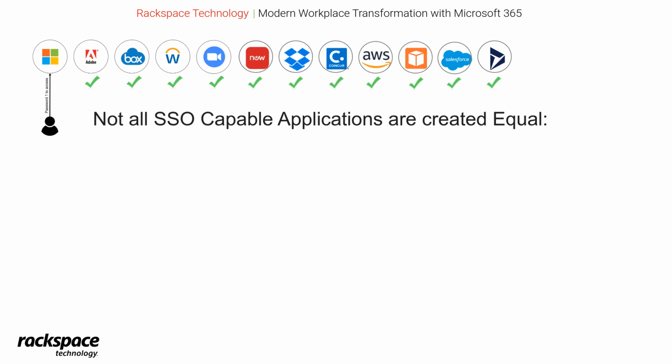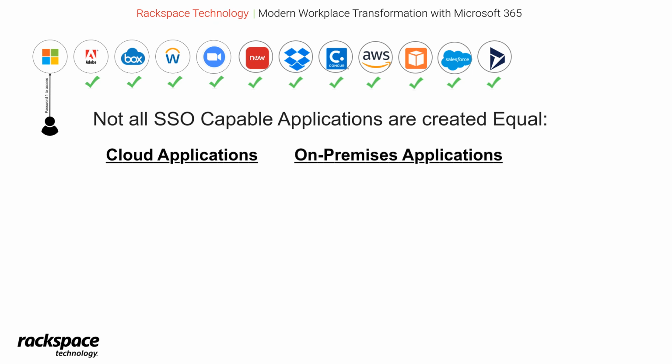Now in this next area, we're going to move from, I should say, authentication strengths to authentication methods. What I mean by that is how are we logging in and how does the application behave in terms of logging in and authenticating? Well, not all applications within single sign-on are created equal. We have cloud applications and we have on-premises applications.